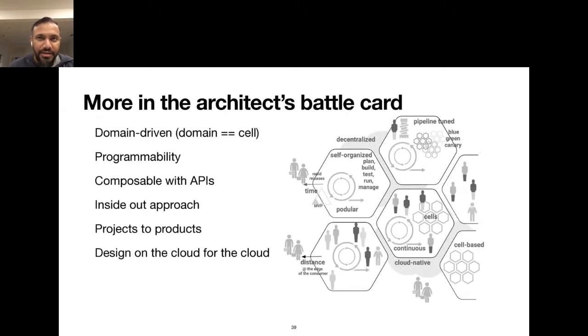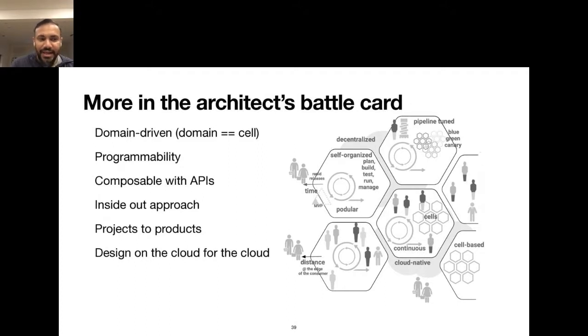And I call this agility through programmability as well. Once you have proper programmability, it's really easy to be properly agile. And you can become composable by exposing your business capabilities as APIs.